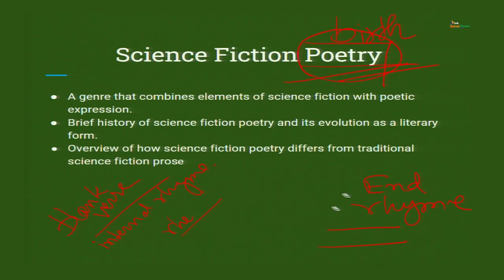Suppose there is a line like "Tiger, tiger, burning bright." Actually, it's a very famous poem. Bright is the last word of the line, "In the forests of the night." Then again, night is the last word of the other line. In this way, we find that there are end rhymes. In modern poetry, this end rhyme concept is almost non-existent. Instead, we have blank verses.